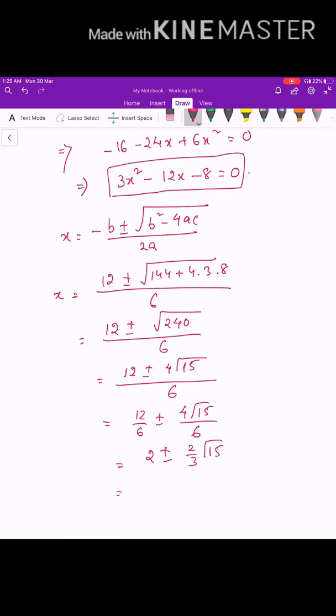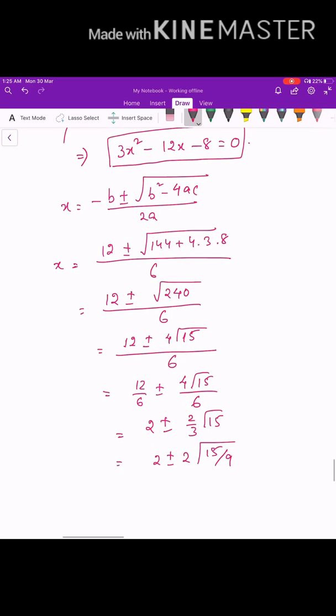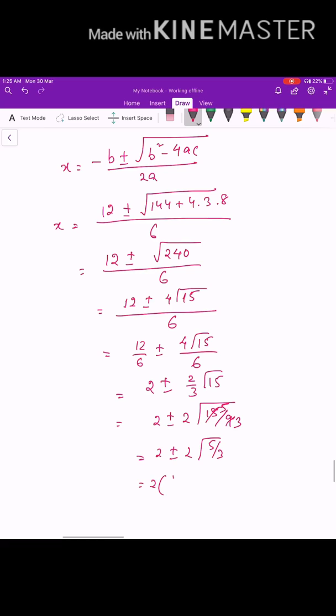Okay, so going by the options. So 2 plus minus 2. If 3 goes inside root, it becomes 9. So 15 by 9 becomes 5 by 3. So 2 plus minus 2 under root 5 by 3. If I take 2 common, 1 plus minus root 5 by 3. So option A is the correct answer.